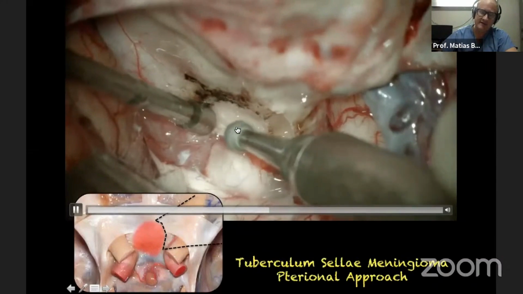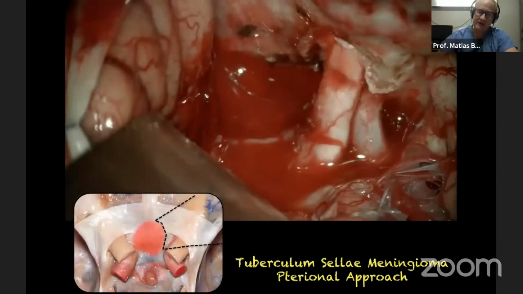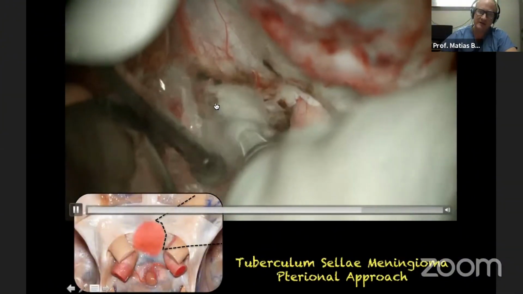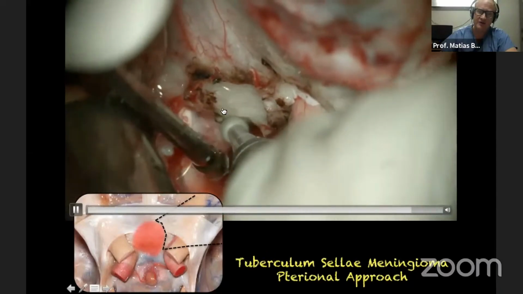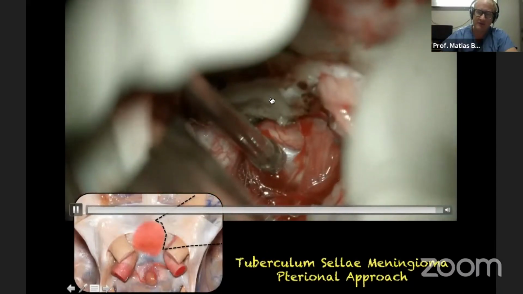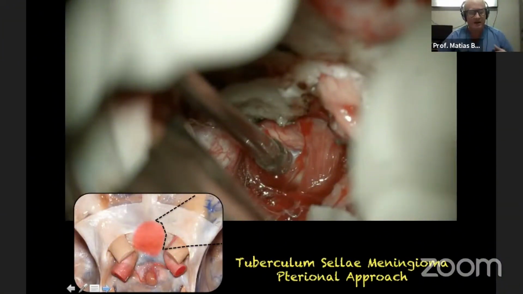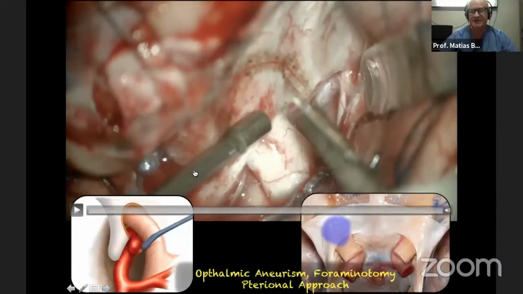In this case, it was necessary to decompress the optic nerve with the drill, and then to drill in order to remove the dura mater and the bone affected with the meningioma located between both optic nerves in the tuberculum sellae in this location. But I need to highlight again the necessity to work in the laboratory before operating on this kind of patients.